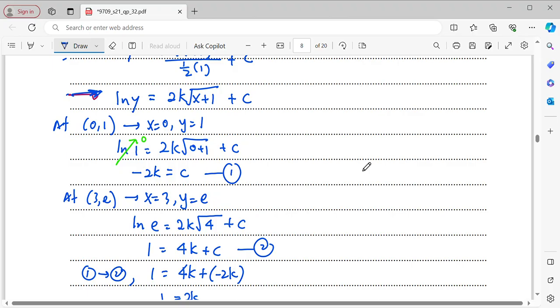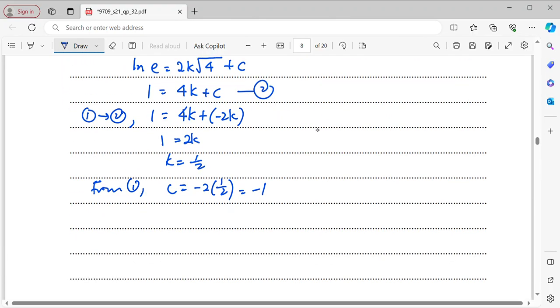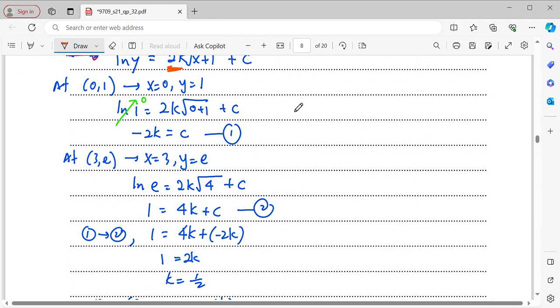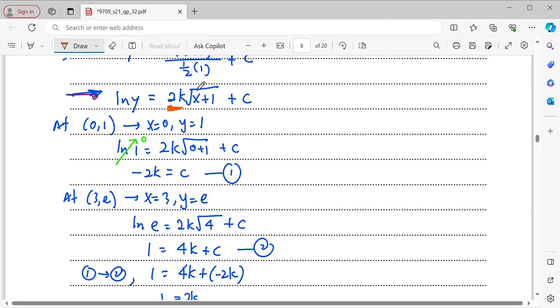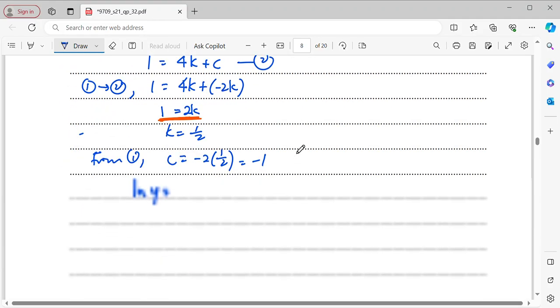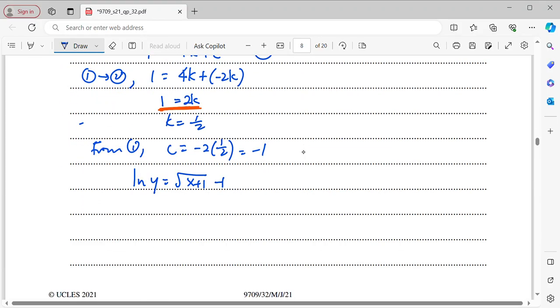So then I will get ln y equals 2k. Okay, look at here. This 2k is basically 1, because 2k is 1. So I will just replace it by 1. Then square root x plus 1, so I will just directly write square root x plus 1. After that, followed by plus c. So the plus c is minus 1, because c is minus 1.